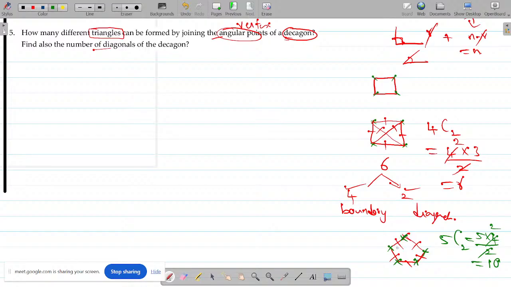But 5 are the boundaries. The remaining 5 are the diagonals. So among these 10, 5 are boundaries. Let me write it as B. And the remaining 5 are diagonals.